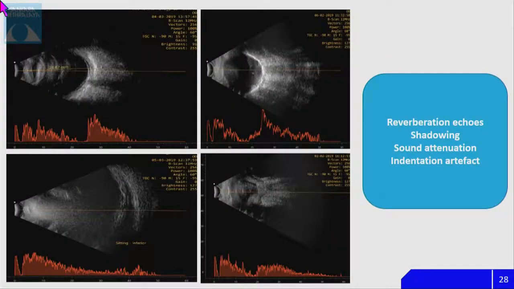So this is the external reverberation. This is an intraocular lens. All the reverberation echoes will be spaced equally, and the intensity will reduce in a linear fashion. This is shadowing, wherein there is a high reflective structure, followed by which we are not able to see properly. And this is an oil-filled eye, which causes sound attenuation. Again, things are not clear here. And this is an indentation artifact, which is a form of refraction or edge artifact.